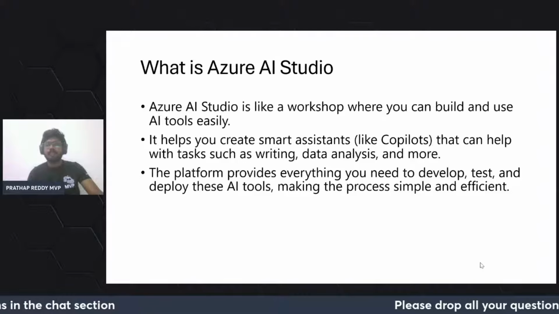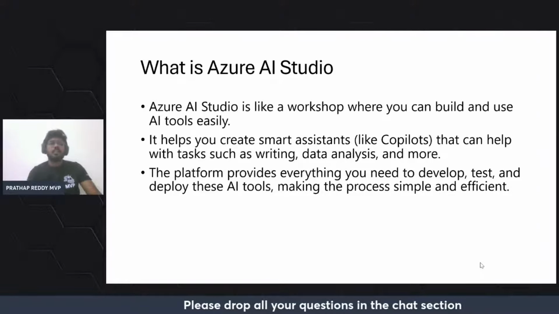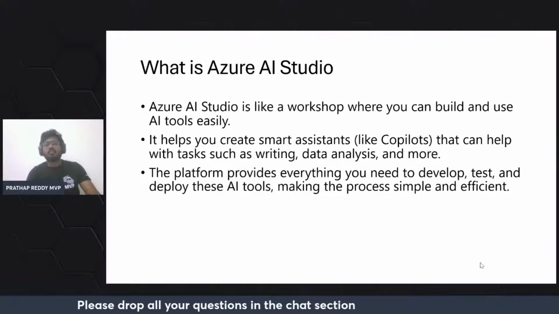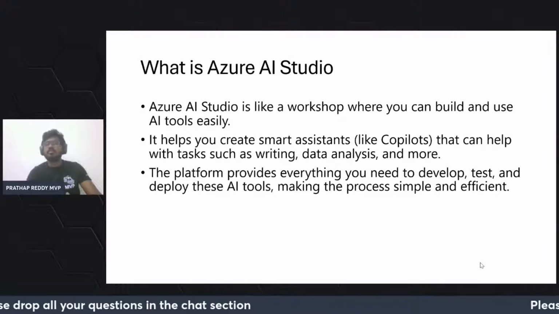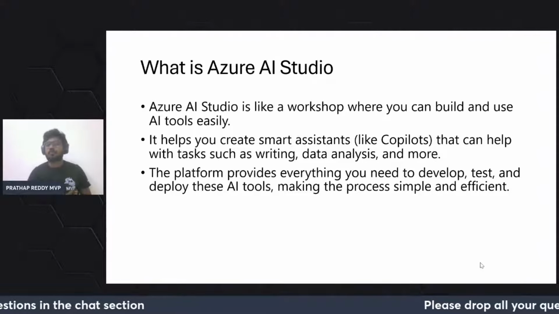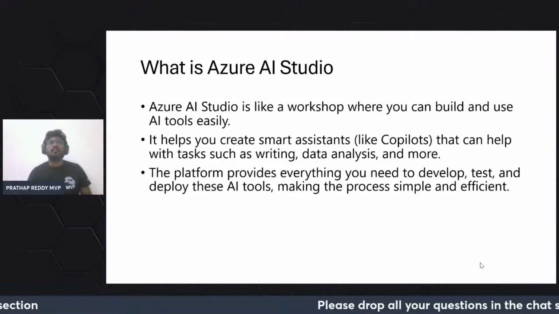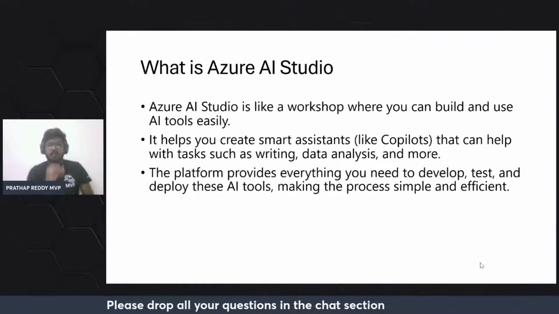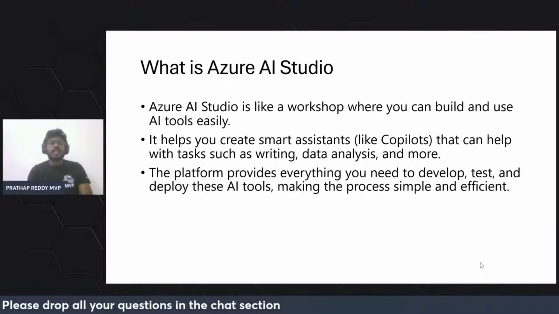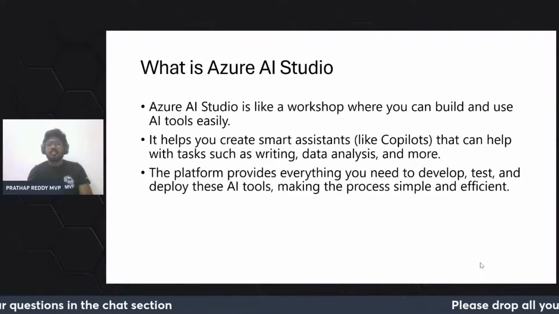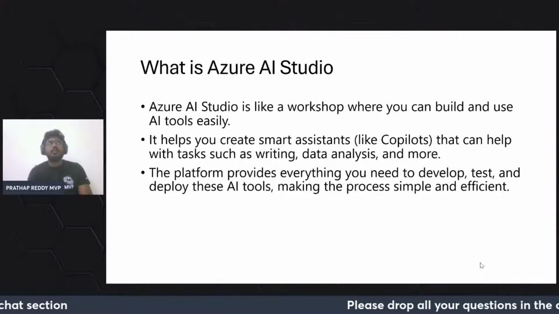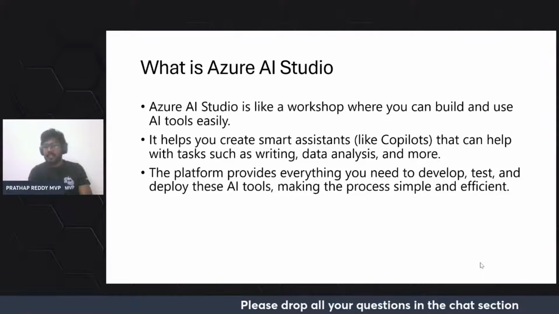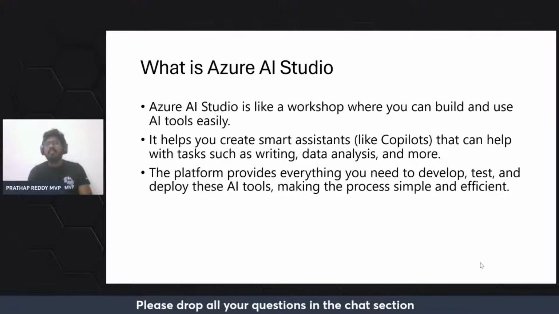Now, coming back to what is Azure AI Studio. We can simply say that Azure AI Studio is like a workshop where you can build and use tools easily. For example, we have a lot of features in Azure AI Studio, where we can build, test, and deploy in one single environment. It also helps you create smart assistants, which we can call copilots. We have a lot of assistants, and we can create the assistant playground as well.